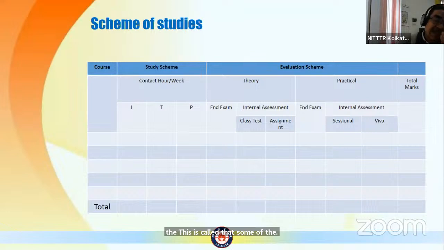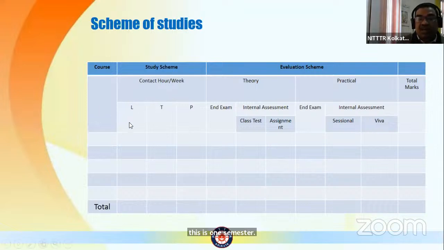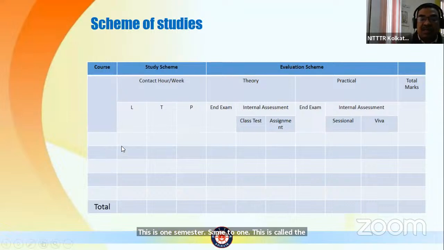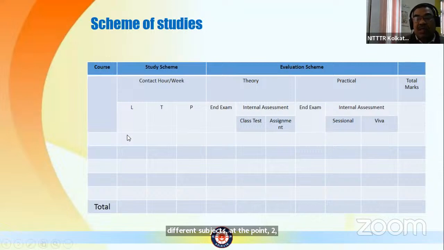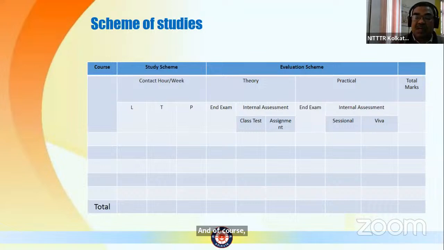This is the scheme of studies semester-wise. For example, this is one semester, semester 1. These are the different subjects, subject 1, 2, 3, 4, or something like that. Of course, you have to think that per semester there should be a certain minimum and a certain maximum number of subjects.